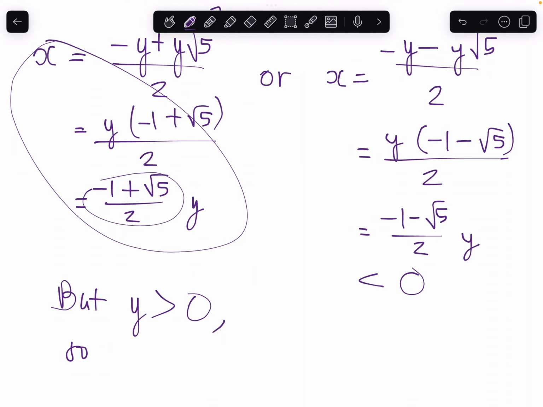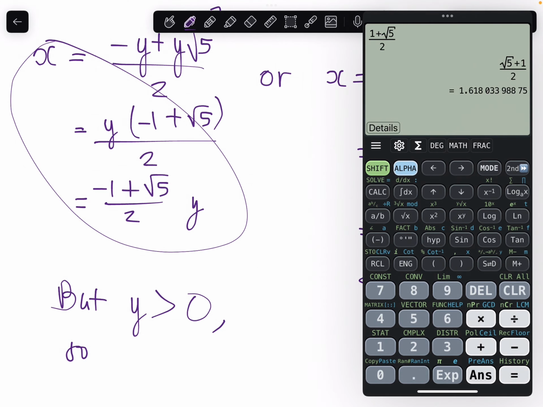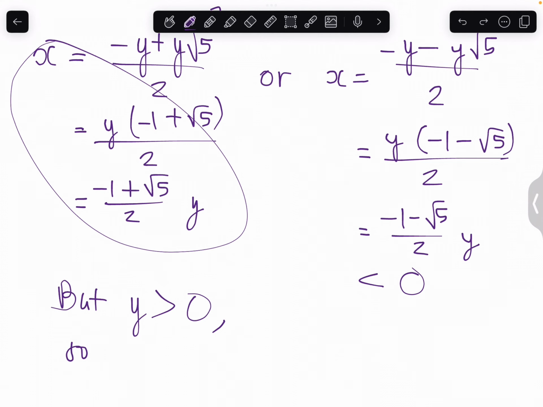Because this number, if we punch that in, but also just from intuition, the square root of 5 is bigger than the square root of 4. The square root of 4 is 2. So the square root of 5 is 2 comma something. If you minus 1 from that, that's still positive. So that means this whole number would be positive, and this whole number would be positive because y is also positive. So actually, the only valid solution here is that x is equal to negative 1 plus root 5 over 2 y.